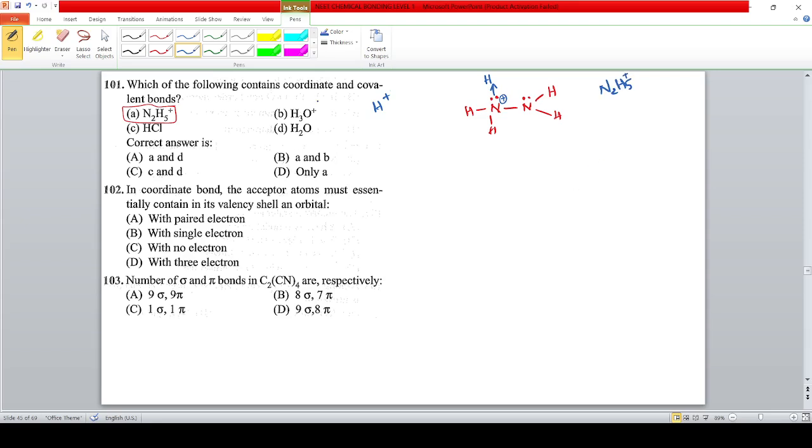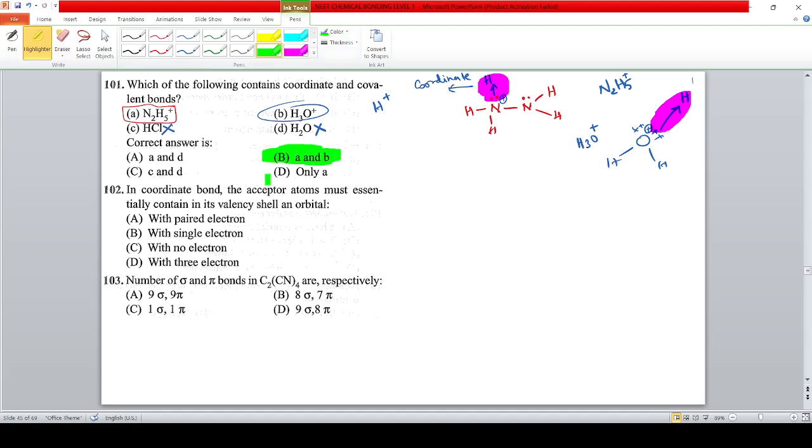Then think of this molecule, water. If H plus comes from somewhere, this oxygen will donate a pair of electrons and become positive. This is nothing but the hydronium ion, H3O plus. So there are covalent bonds in this molecule and in this molecule, whereas HCl contains no coordinate bond. This is one coordinate bond, and there is no coordinate bond in water. So the exact answer for this is option B.